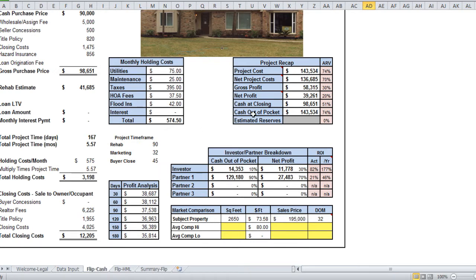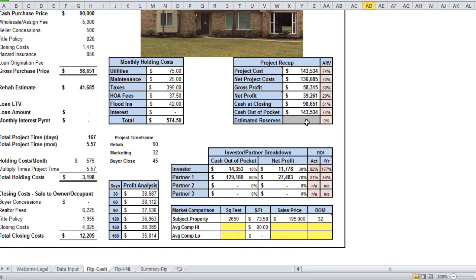The last is our total cash out of pocket. You'll note again that in our cash deal, it's the exact same number as our project cost, because until we close the deal, we're paying for this all out of our own pocket, and therefore that's how much cash we should estimate, I would say at minimum, in order for us to do this deal. We need to have access to that amount of cash. Estimated reserves is something we'll get into under the hard money loan, but that's not relevant in this because we don't need any reserves. We need all of this to be cash out of pocket.